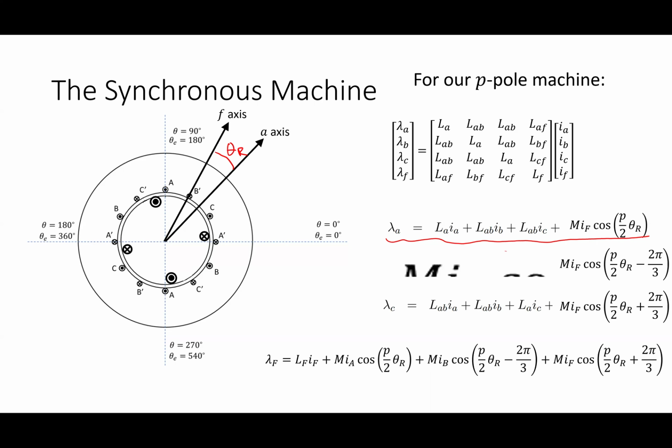Electrically, we said that this angle here, theta electrical, is P over 2 times theta R. So if I look at having multiple poles, that angle ends up being different. If I have this four-pole 3-phase machine, my fluxes end up being this kind of complicated looking thing.